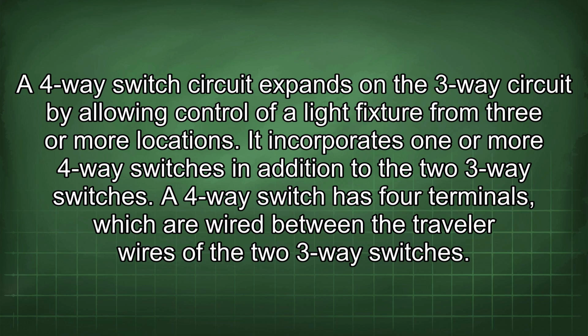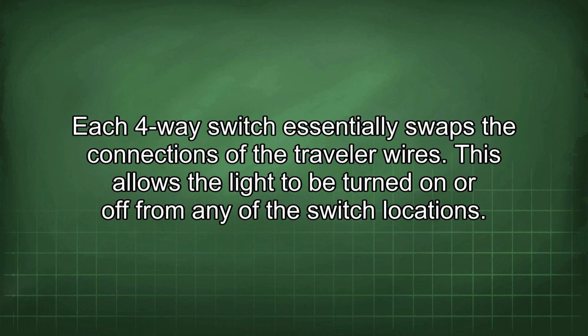A four-way switch circuit expands on the three-way circuit by allowing control of a light fixture from three or more locations. It incorporates one or more four-way switches in addition to the two three-way switches. A four-way switch has four terminals which are wired between the traveler wires of the two three-way switches. Each four-way switch essentially swaps the connections of the traveler wires. This allows the light to be turned on or off from any of the switch locations.